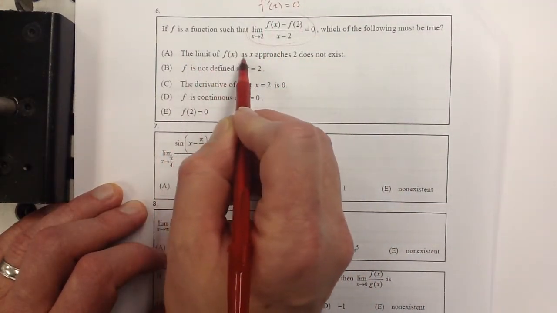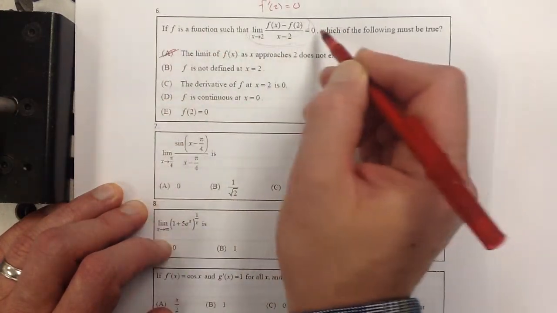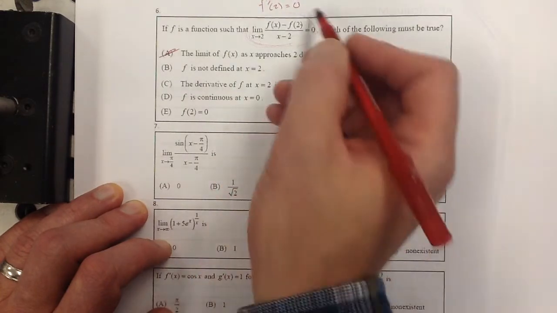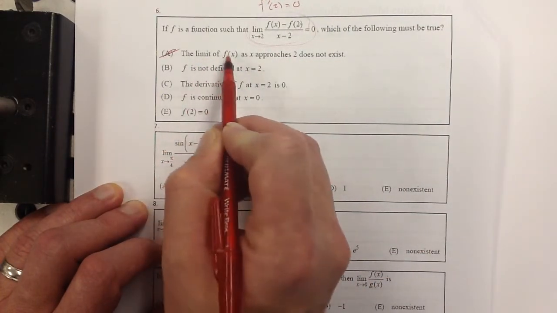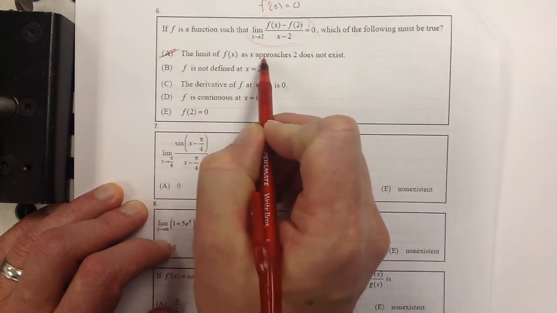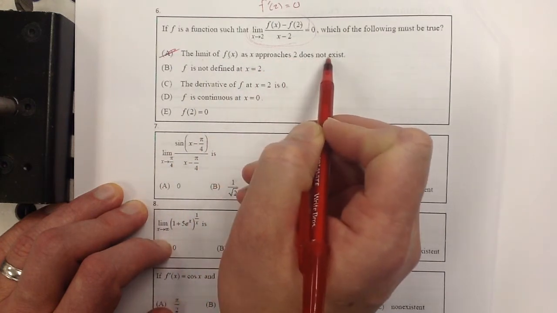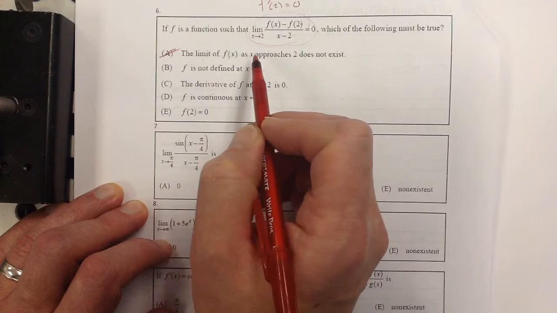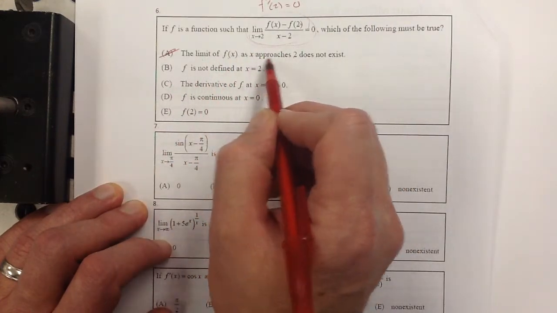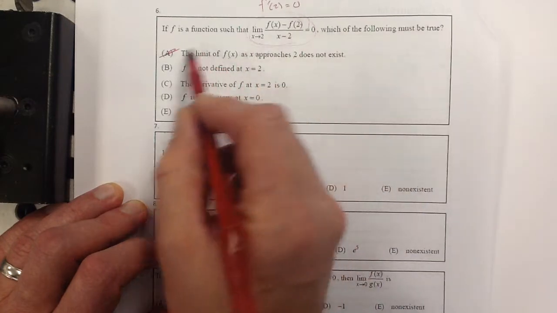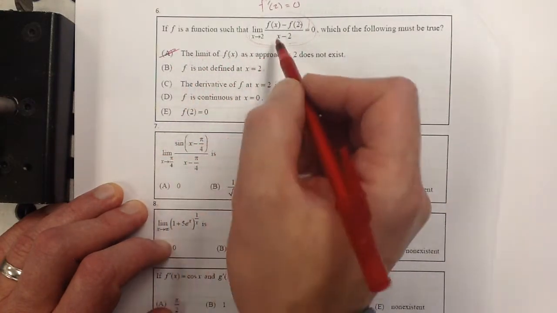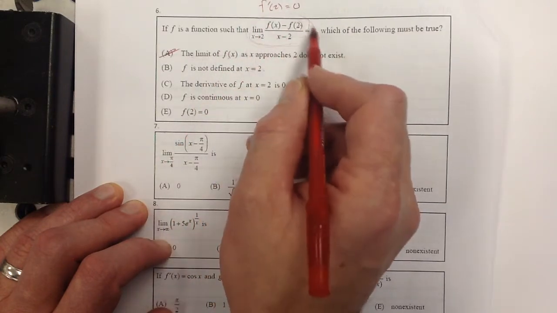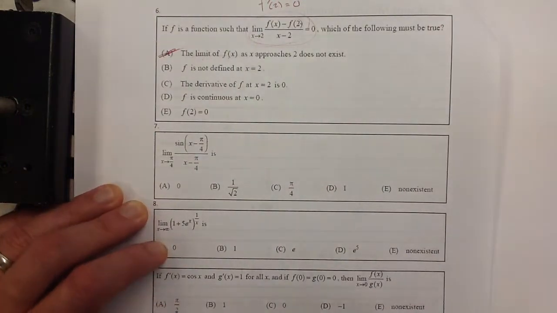So is the limit of f of x as x approaches 2 zero? No, it does exist. Wait, hold on. Let me read that again. The limit of f of x as x approaches 2 does not exist. No, that's silly. I mean, what does that even say? The f of 2 exists, right? I think if we can talk about this limit, then we've got to be able to approach on both sides for this to exist. So I think that is silly.